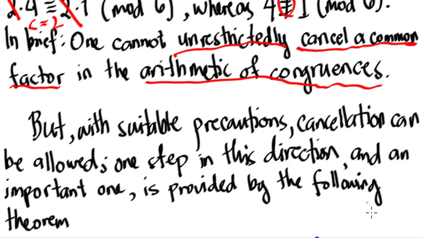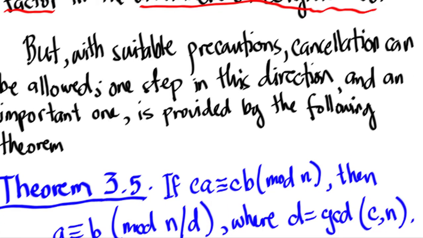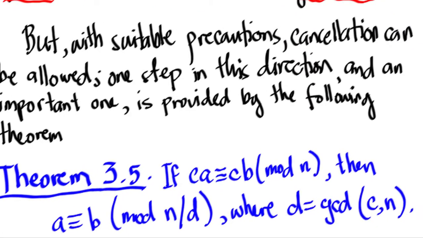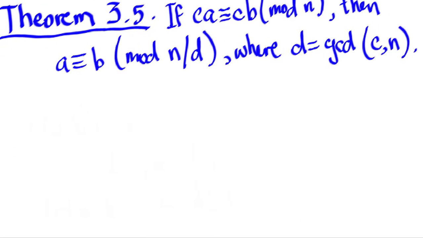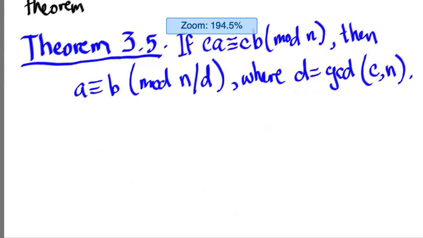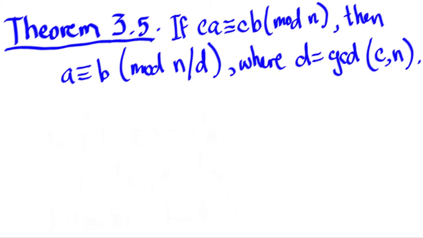One step in this direction, and a very important one, is provided by this theorem over here. So this is now our theorem 3.5. We're done with 3.1 up until 3.4. Let's have 3.5 right now.